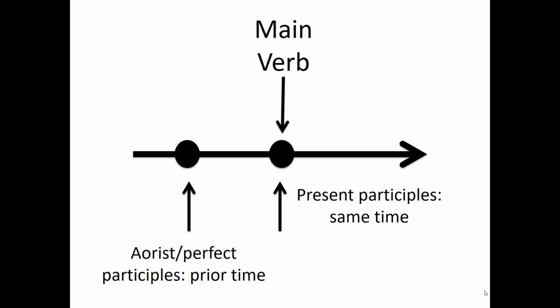So let's imagine a timeline here. Here you see the middle dot representing the main verb. A present tense participle would happen at the same time. We could move that main verb dot forward or backwards. Doesn't matter. The present tense participle happens at the same time. An aorist or perfect tense participle happens at a prior time. And I didn't put future on here just because it's so infrequent, but the future tense would be to the right of that main verb.